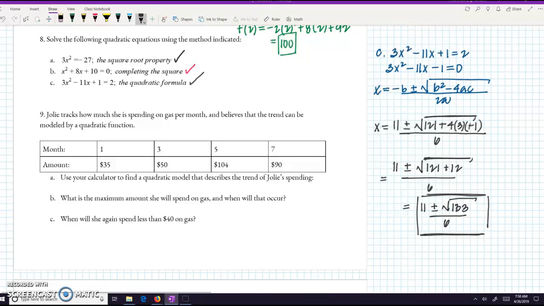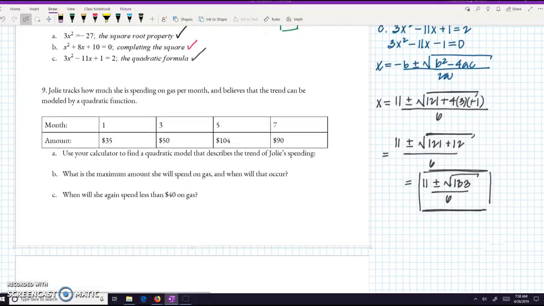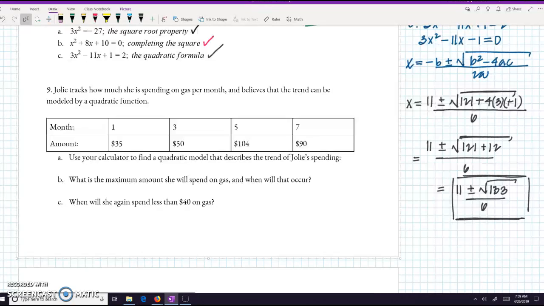So let's go ahead and just talk through problem number 9, and then you're going to want to use the solutions posted on the website to help you make sure that you have the correct final answer. This one says that Jolie tracks how much she's spending on gas per month and believes the trend can be modeled by a quadratic function. So maybe she starts out the month not driving a whole lot, and then midway through the month is when she's driving the most, and then her trend kind of goes back down towards the end, or vice versa.